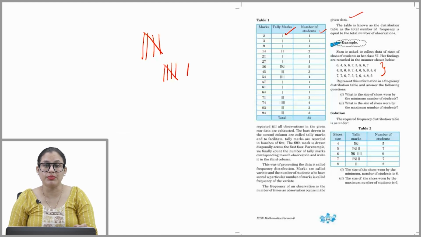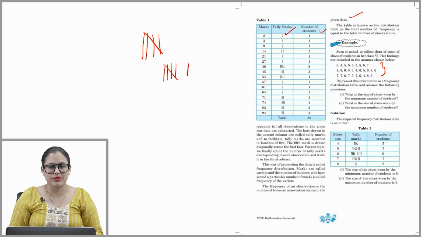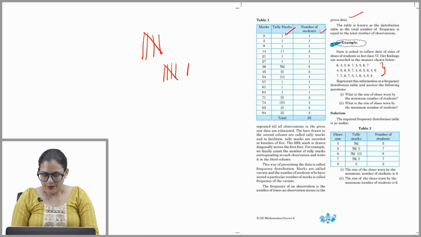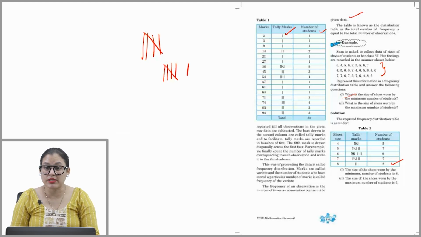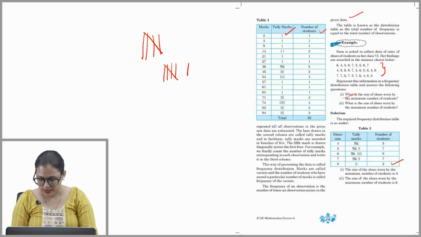After that, we will be able to answer the question. Okay. So first, shoe sizes are written over here, then tally marks and the number of students. The first question is, what is the size of shoes worn by the minimum number of students? Minimum number of students is this, size 8. And what is the size of shoes worn by the maximum number of students? It is this size, which is number 6.